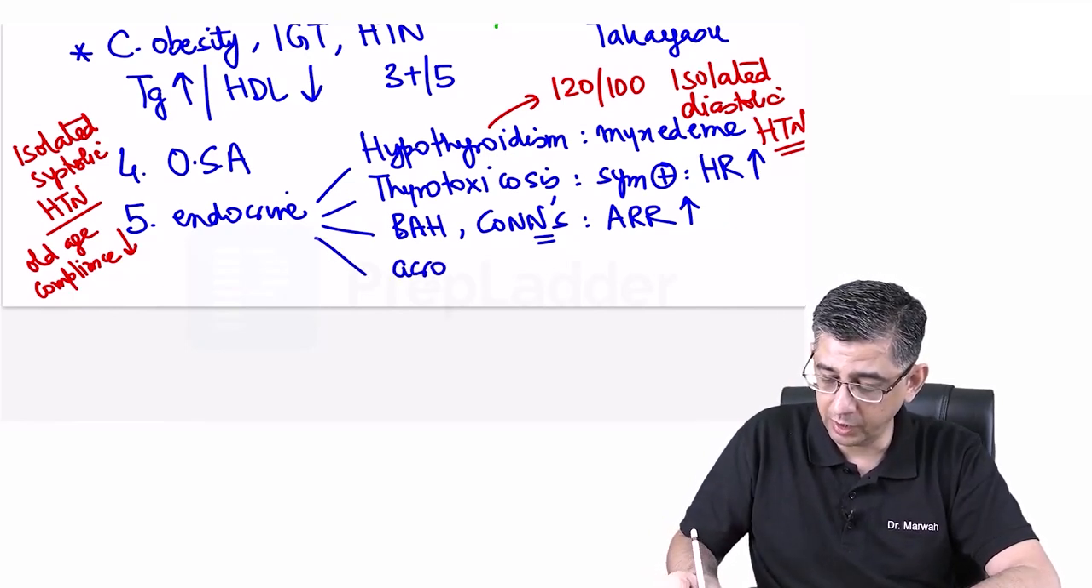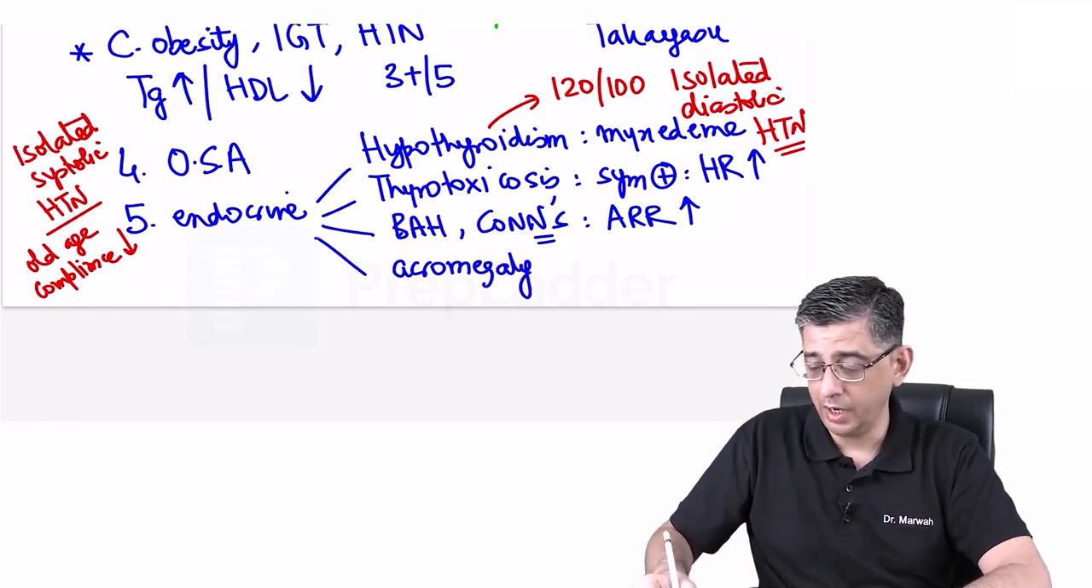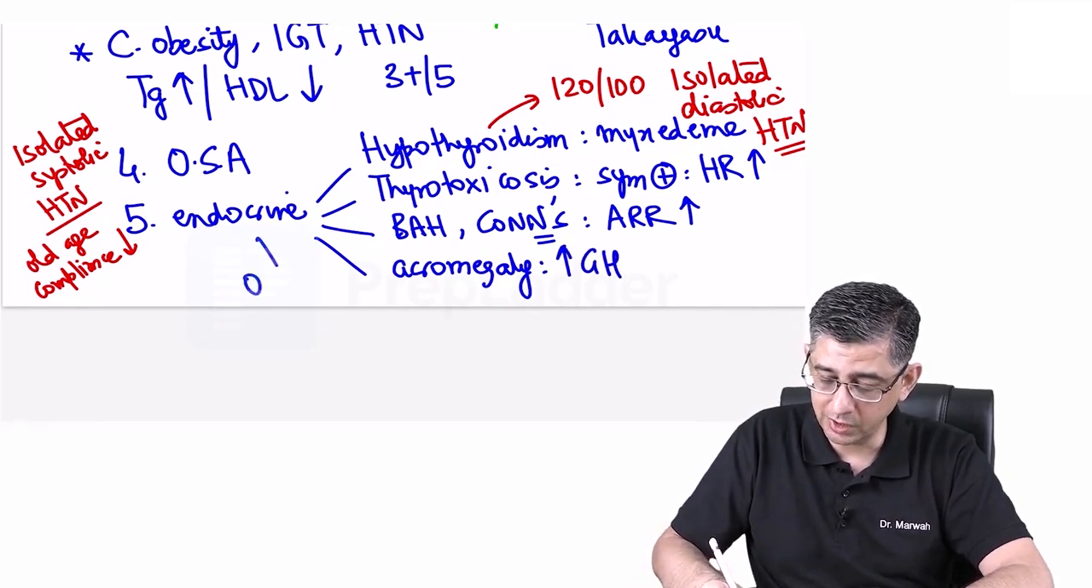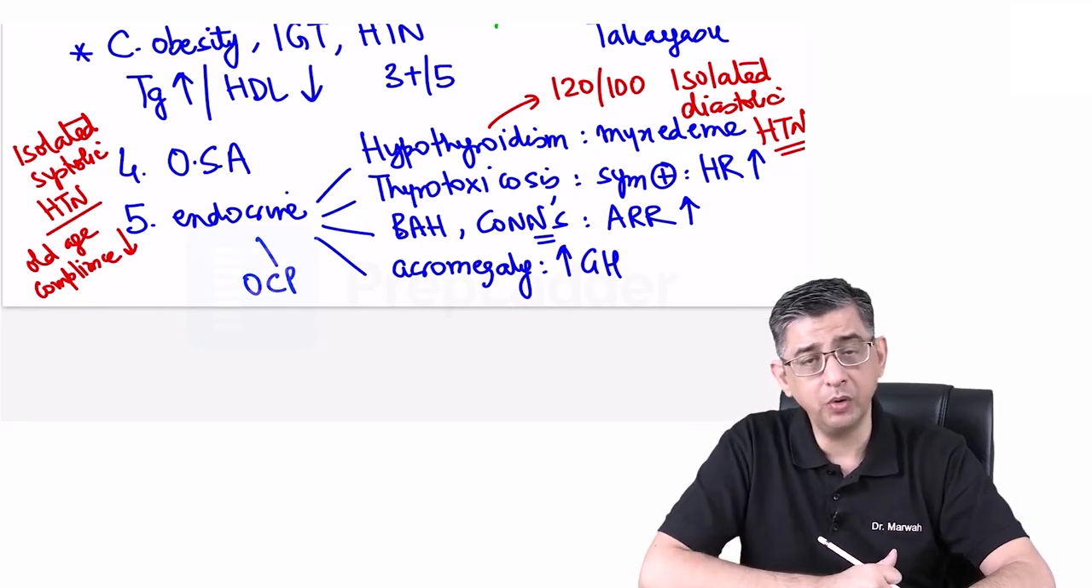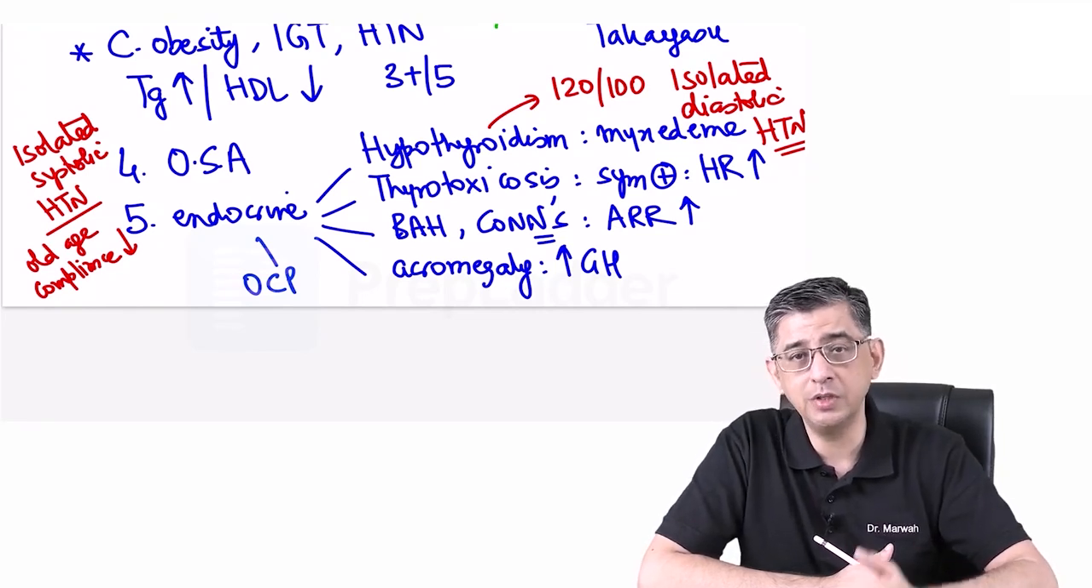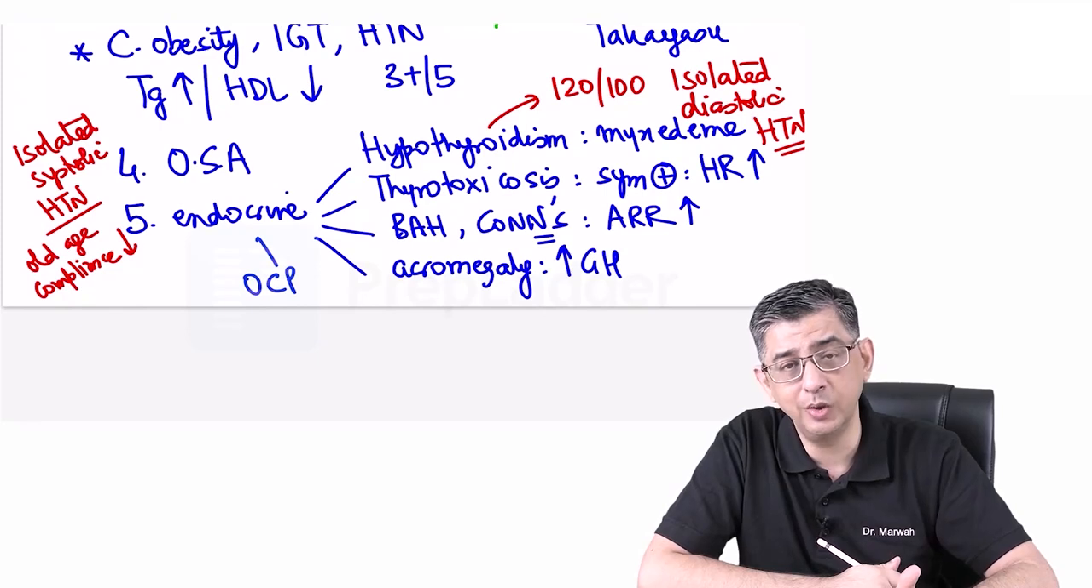Then, among the rare ones, is acromegaly, where I can just say that the total body mass is more, and this again contributes to the development of hypertension. Then is OCP usage. Why do OCPs contribute to hypertension? Your answer would be secondary aldosteronism. OCPs cause hypertension due to secondary aldosteronism.